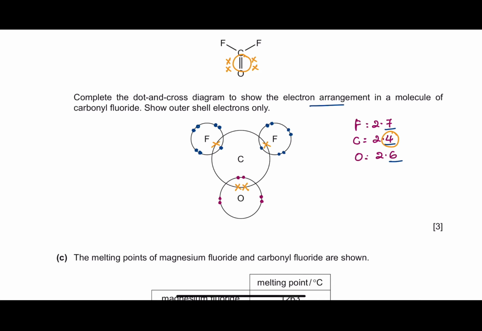This would make carbon have a complete 8 electrons. Fluorine also has a complete 8 electrons from carbon, and oxygen also has a complete 8 electrons, receiving 2 electrons from carbon. You can achieve 3 marks from this.